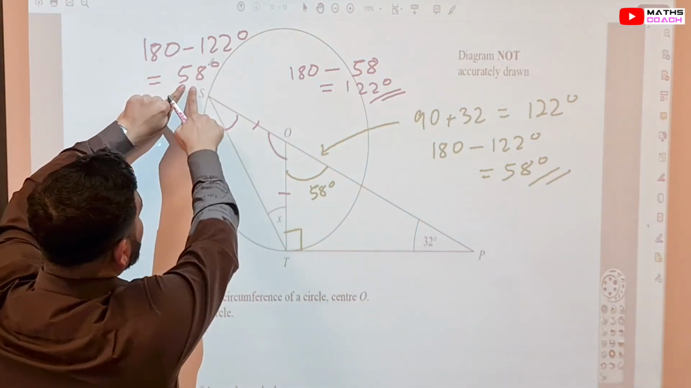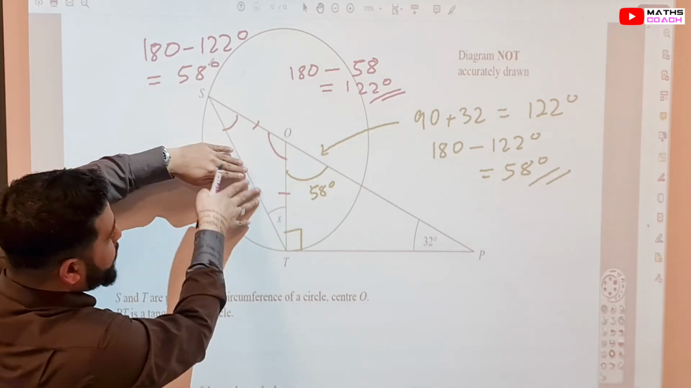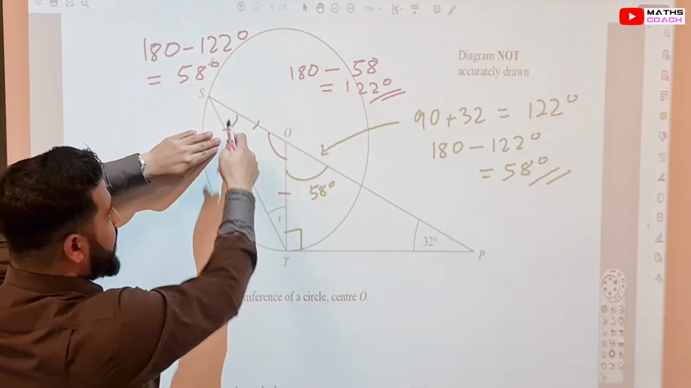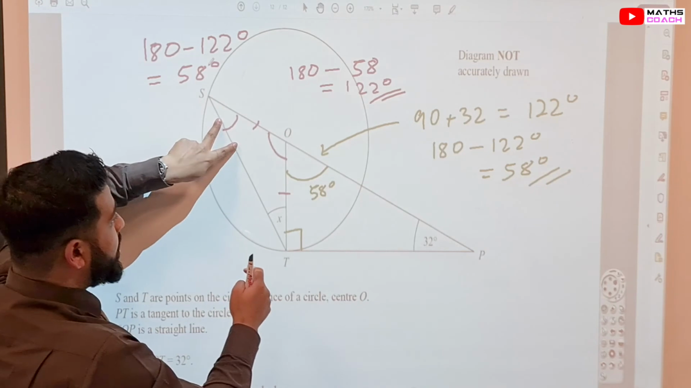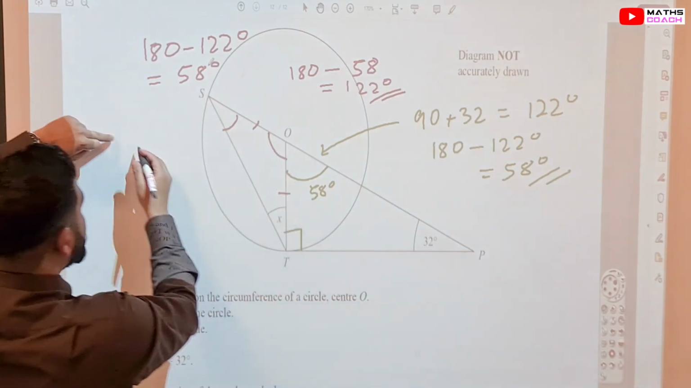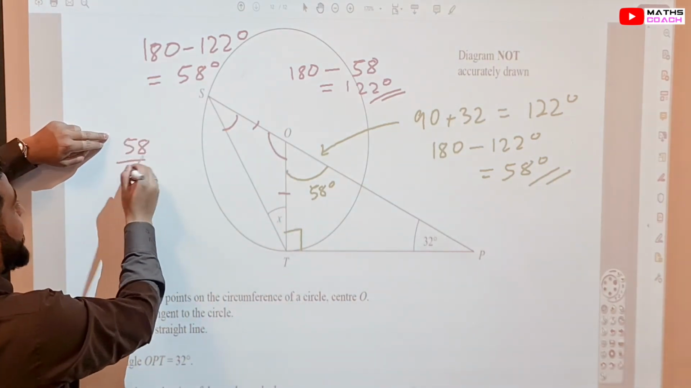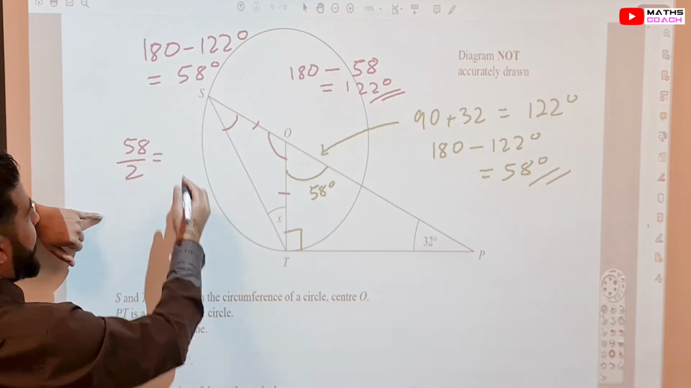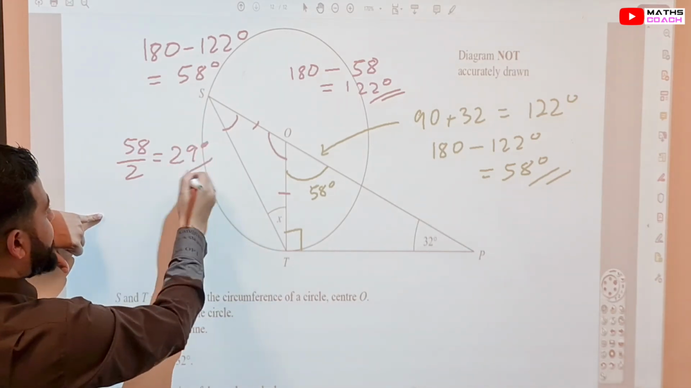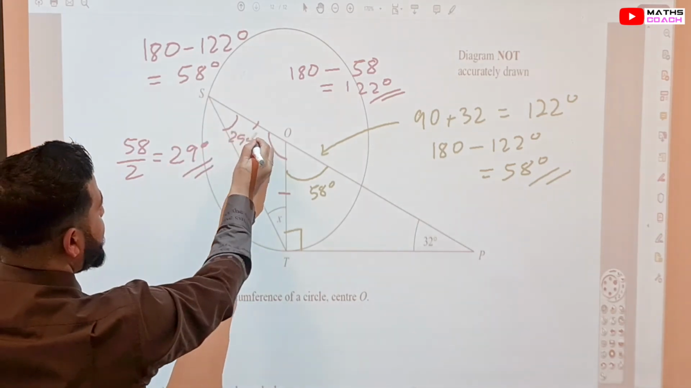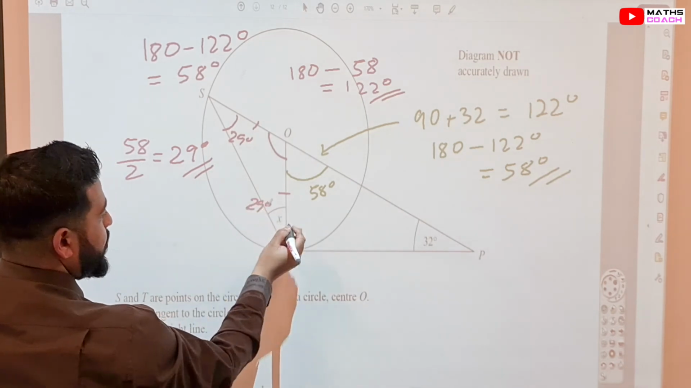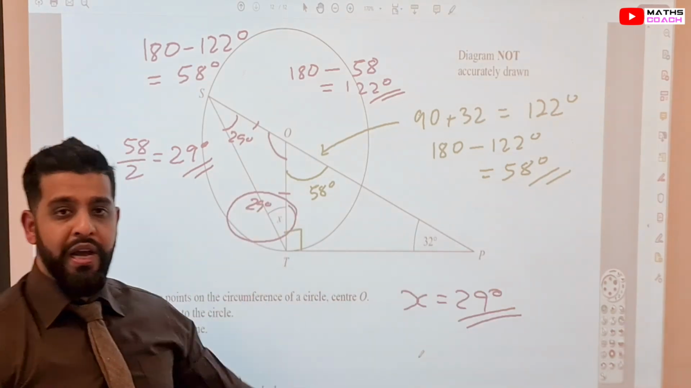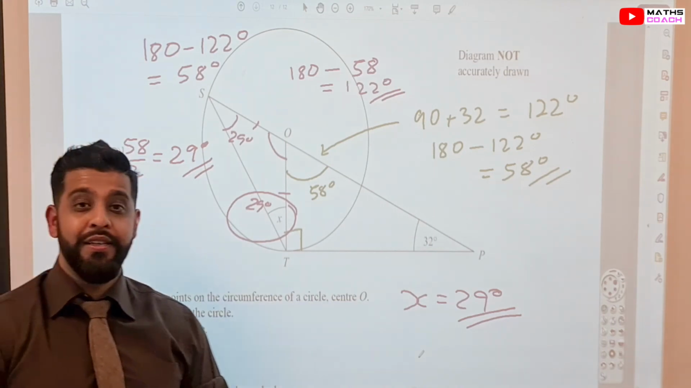So we have 58 and we will distribute the 58 between these two because these two are angles of an isosceles triangle. So therefore 58 divided by 2 gives us 29 degrees. And therefore this is 29 degrees and our X is also 29 degrees. So there we have it, X is equal to 29 degrees.